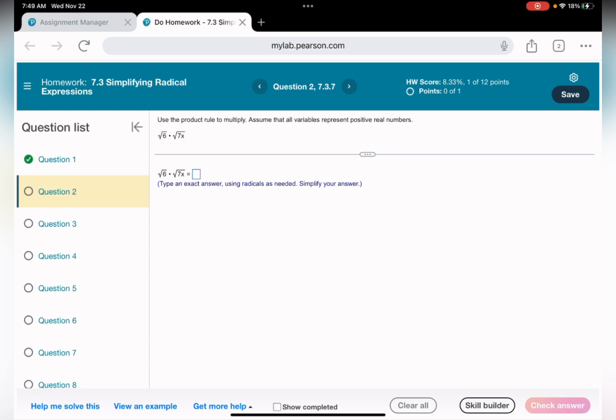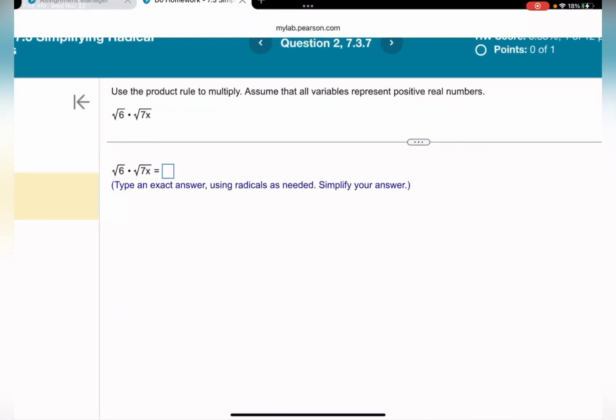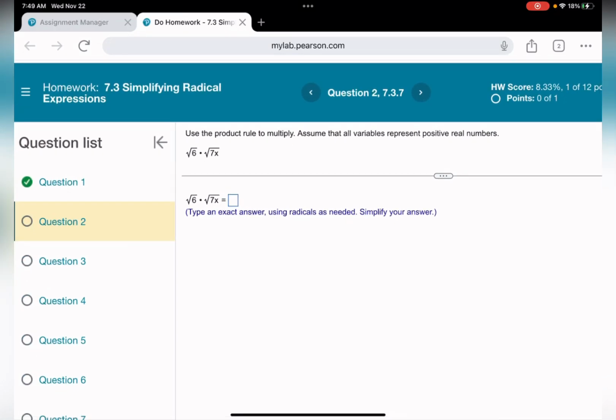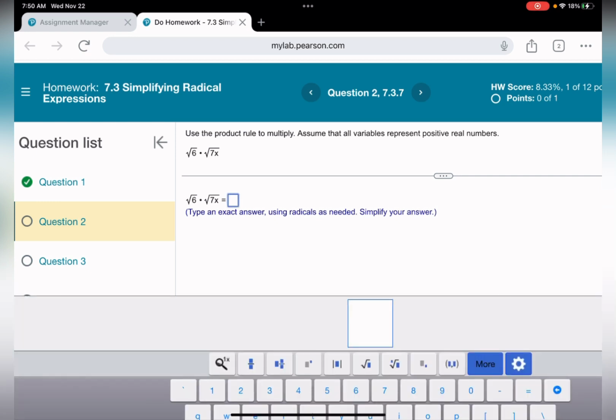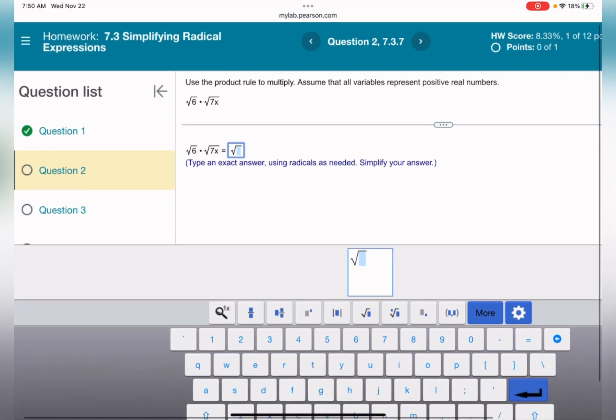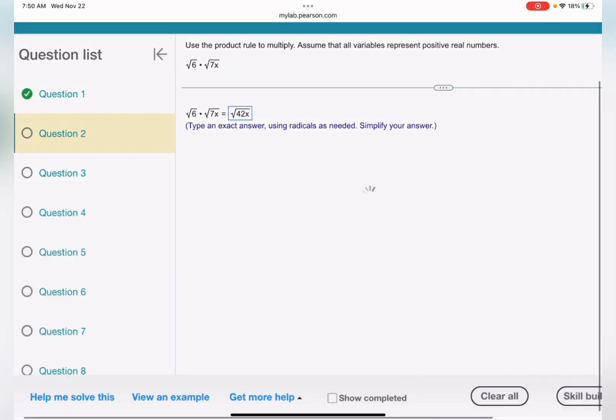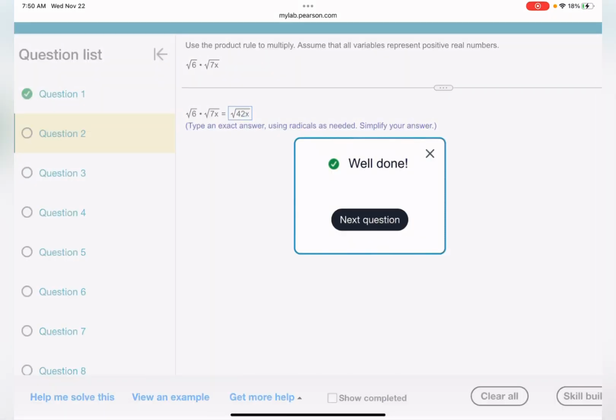Next one. What do we have? We have square root 6, square root 7x. Nothing comes out of square root 6, nothing comes out of square root 7x. So the result is going to be square root of 42x. We multiply them by each other, right? Where is my x here? Next.